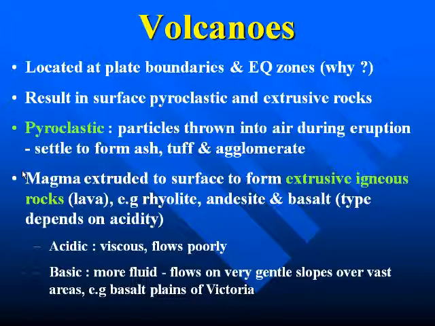If the lava is really acidic, it's very viscous and has very poor flow. If it's more basic, there's more fluid in it, so it flows faster, flows better, so that the slope doesn't have to be as high for it to continue to move. So it'll continue to move over a relatively small hill as long as it goes down. So it spreads over a whole lot more area than an acidic flow.